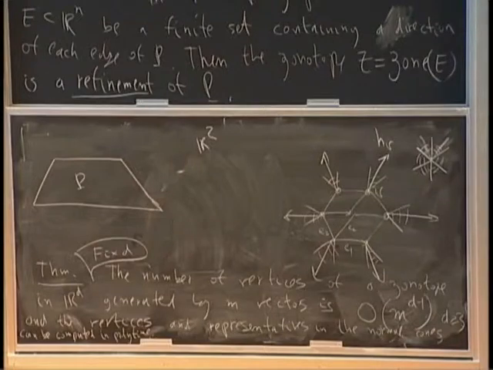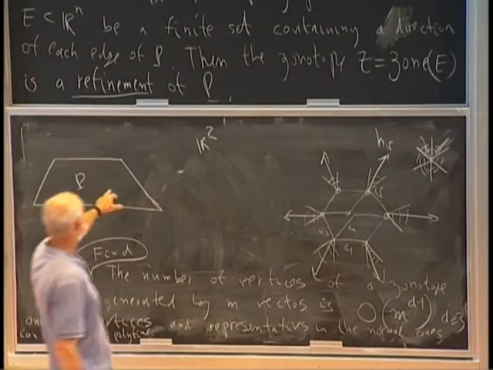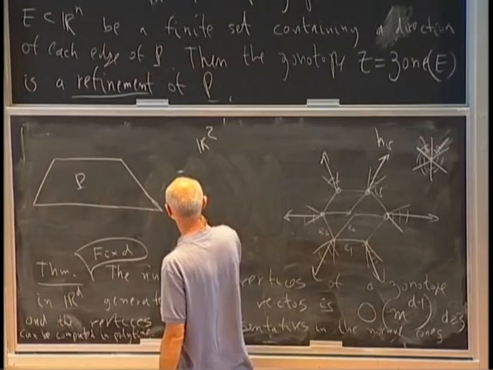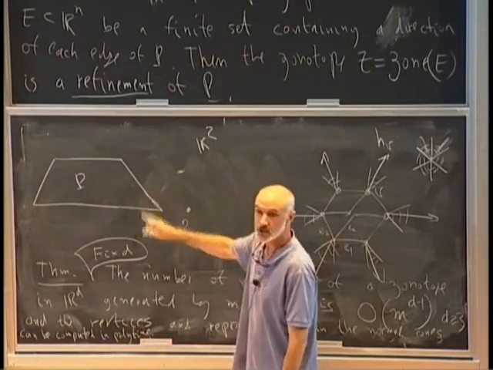So what is an edge direction? Here is a polytope. So what are the edge directions here? Let me draw them. This is the origin now. What are the edge directions here?